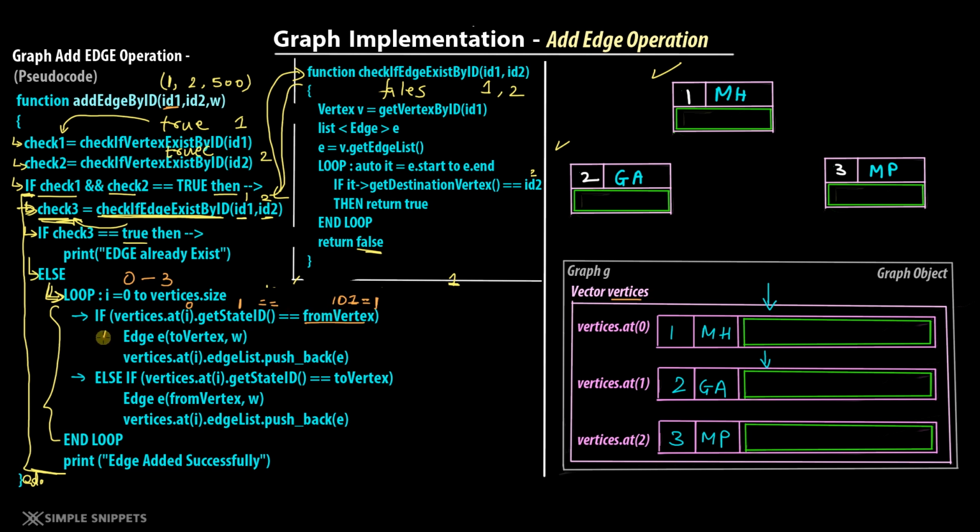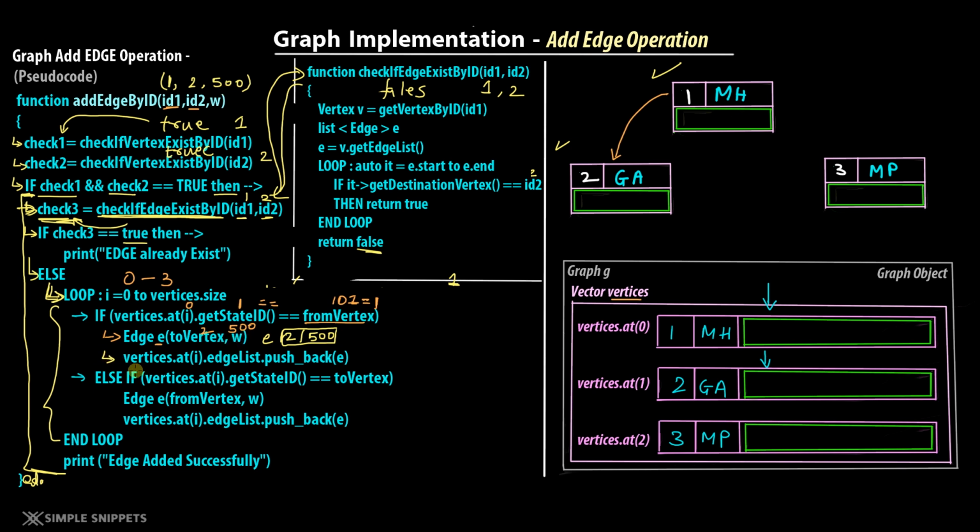Yes. So this means we have to add an edge from Maharashtra to Goa, and that has to be updated in the Maharashtra object. How do we do that? We create an edge object, edge E. Remember what the edge class is: it has destination ID and it has weight. The 2 vertex is ID 2, which is 2, and the weight is 500. So you create an edge object, call it E, and store destination ID as 2 and the weight as 500, which you passed as W. That is what you did over here.